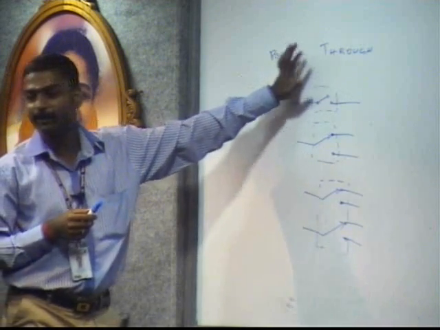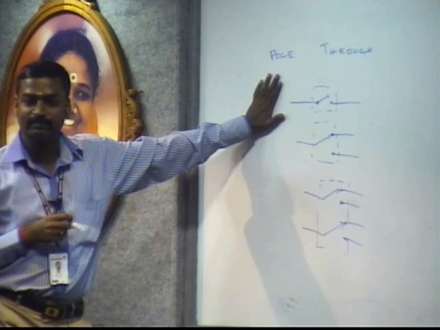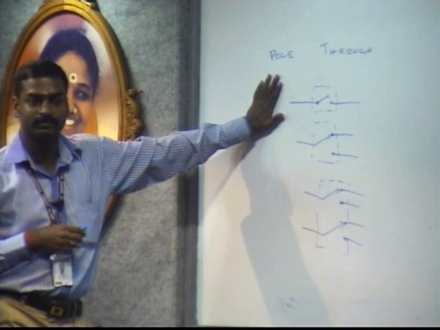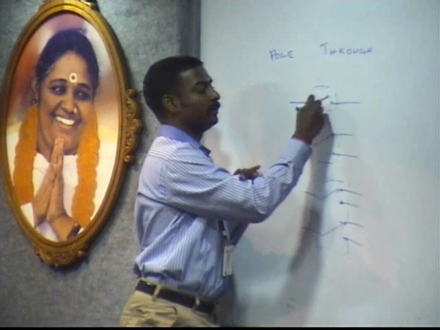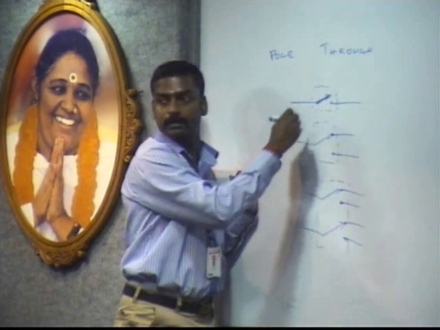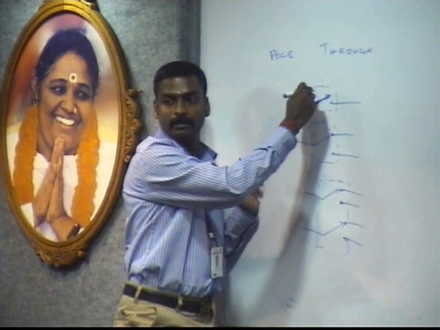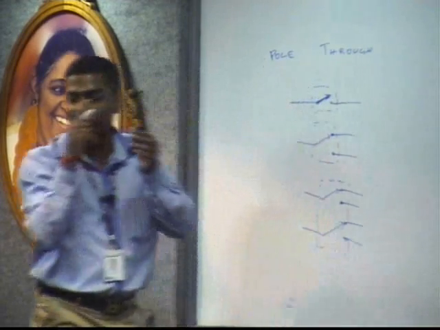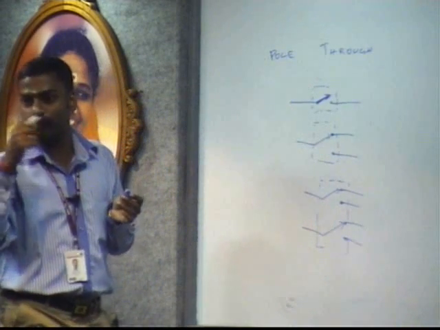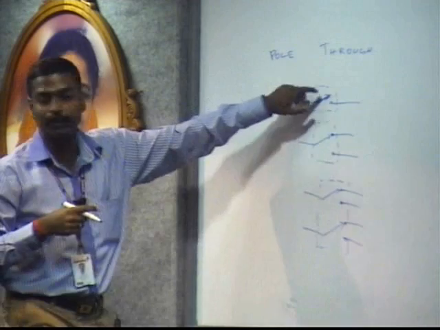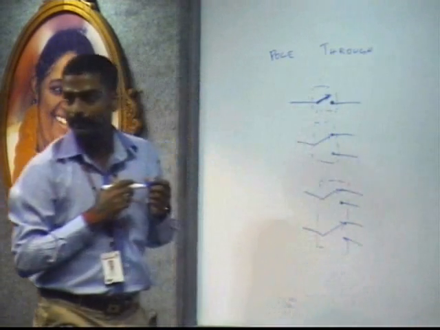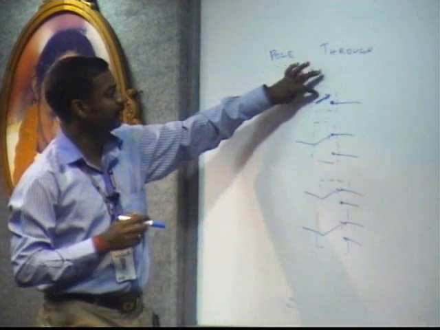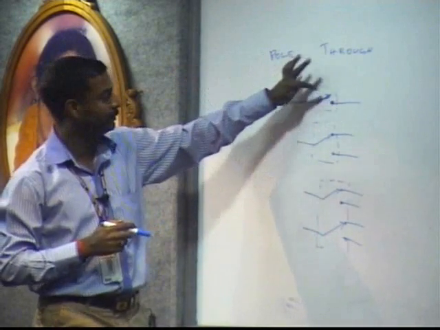What is pole, what is throw? This thing is known as your pole. In a switch we can see one movable contact will be there. That is known as pole. And throw means this is the throw. So here you are having only single pole and single throw. That is SPST.